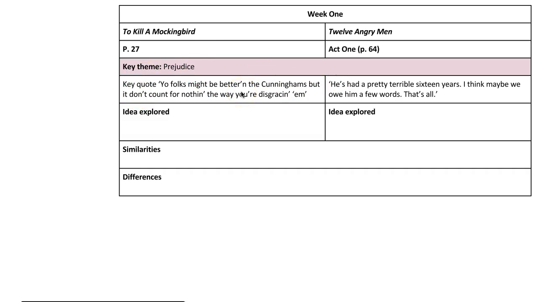You folks might be better than the Cunninghams, but it don't count for nothing the way you're disgracing them. And then from 12 Angry Men, he's had a pretty terrible 16 years. I think maybe we owe him a few words. That's all. Now that's Juror 8, and I'm going to add a note about that later, but that's Juror 8, and this is Calpurnia. So we're looking at the theme of prejudice.